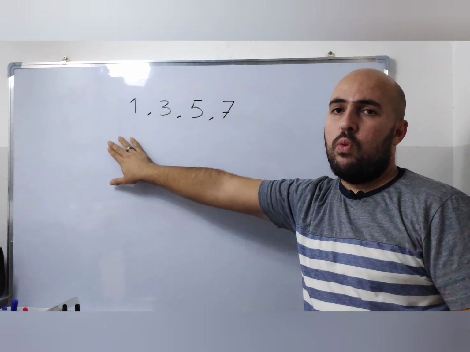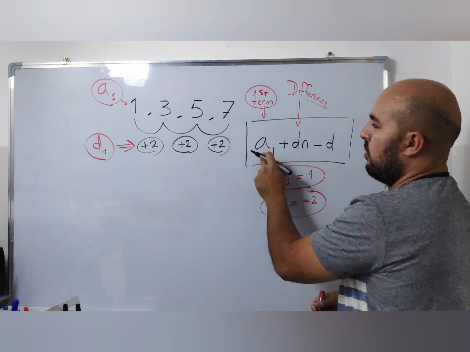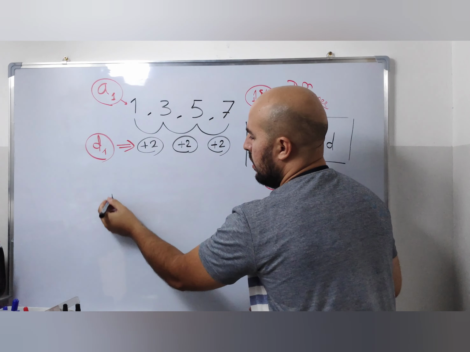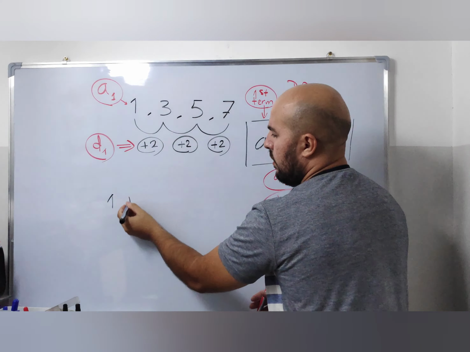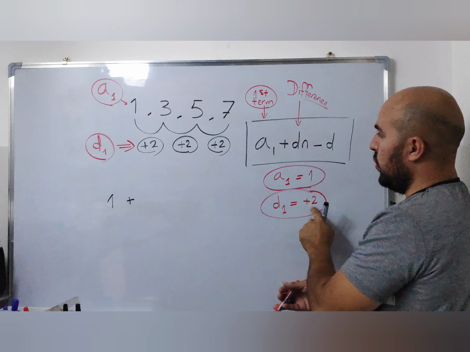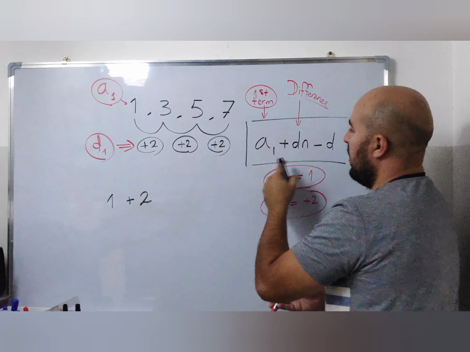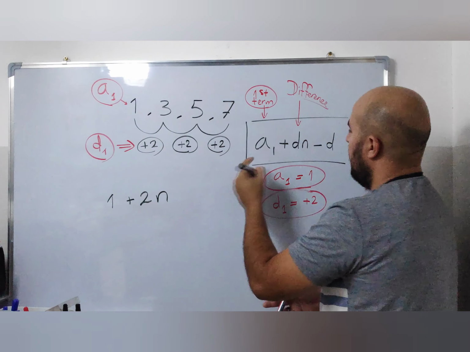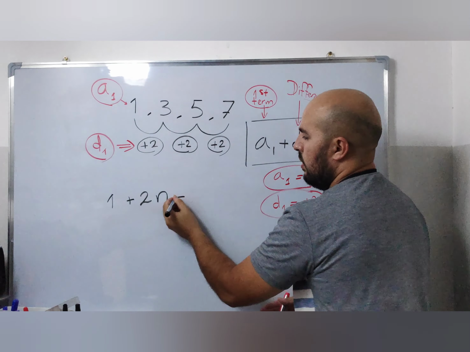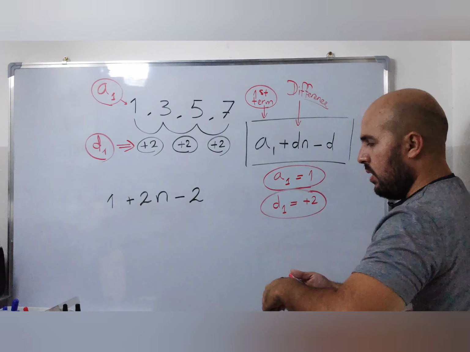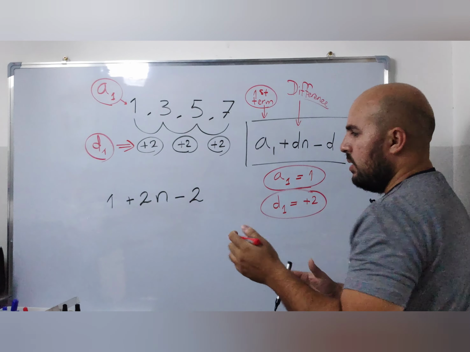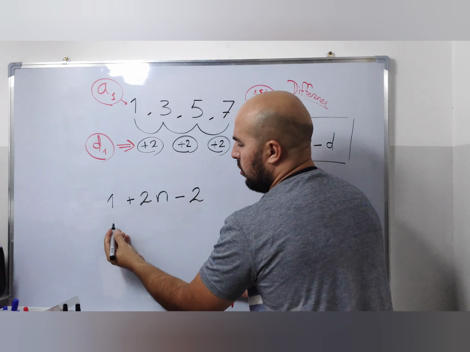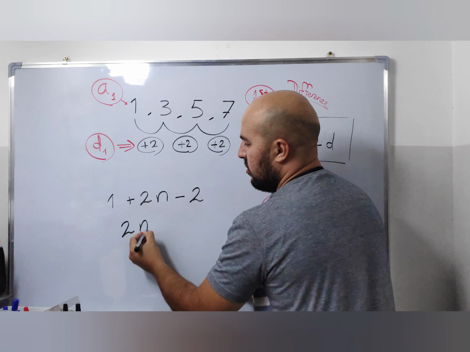Now we know what A1 and D1 are, so let's use these in our formula to find the nth term of the sequence. We know that A1 is 1, so A1 is 1, plus D, which is 2, multiplied by n, and then minus D, which is 2, minus 2. Now, let's put them together. Here we have 2n. We can't do anything to it, so 2n stays like this.